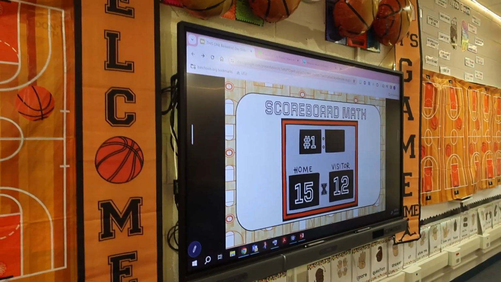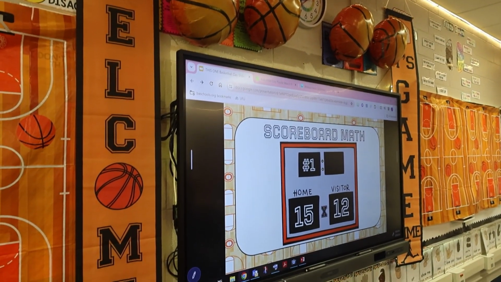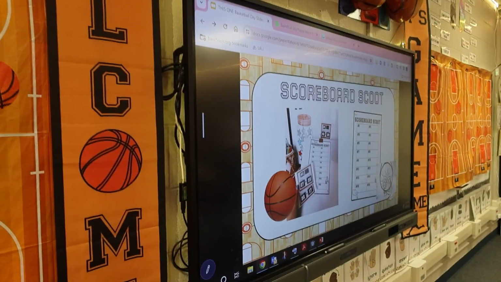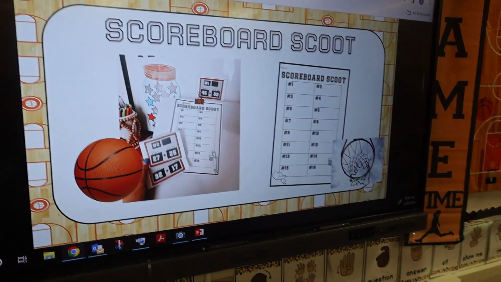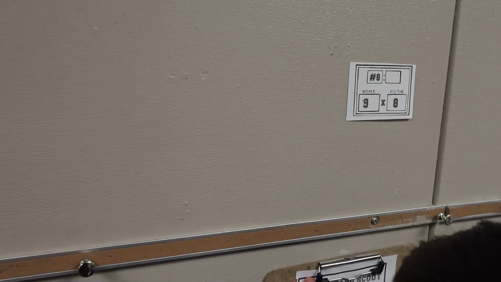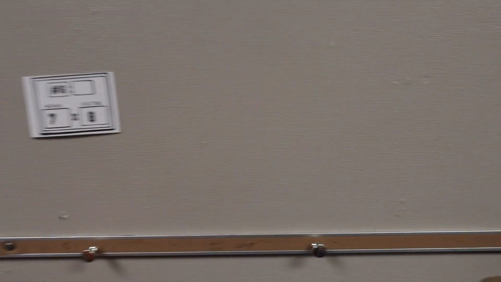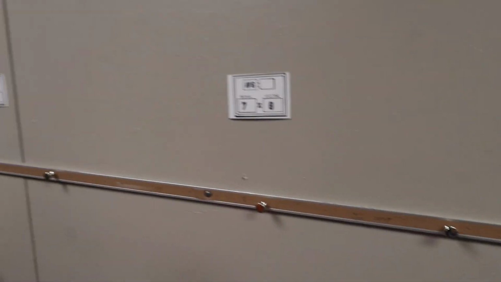Then it was time to move into math. They're practicing multiplication right now, so we did some scoreboard math on the board, and then they did their scoreboard scoot in the hallway. They solved each problem and wrote their answer on the recording sheet, and then they went over this as a class as I prepped their snack.